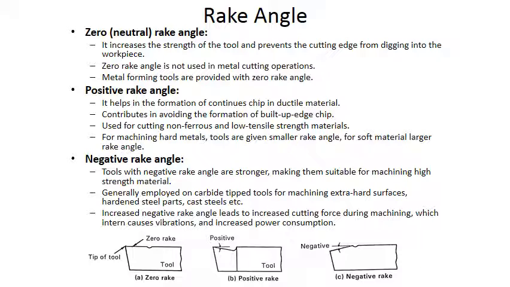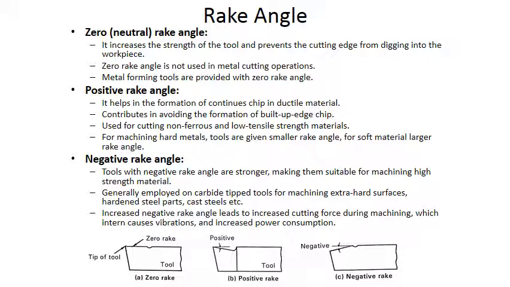You can see figure number 1, figure number 2, figure number 3. The first figure indicates the zero rake angle. The second one is a positive rake angle. The third one is a negative rake angle. Zero rake angle and neutral rake angle are the same.